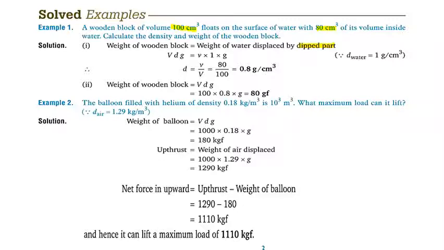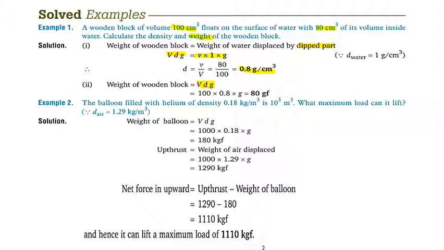So what will be the weight of the wooden block? VdG. What will be the weight of the displaced water? Small v d into g. We have taken d, the density of water, as 1. G and g will cancel from both sides. The density d of the wooden block will be the volume of the body immersed upon the total volume, that is 80 upon 100, as given in the question. Hence, the density of the body is 0.8 gram per centimeter cubed. They have also asked the weight of the wooden block. The weight of the wooden block is VdG. Once you know the volume, you can definitely solve it out, no problem in doing this.